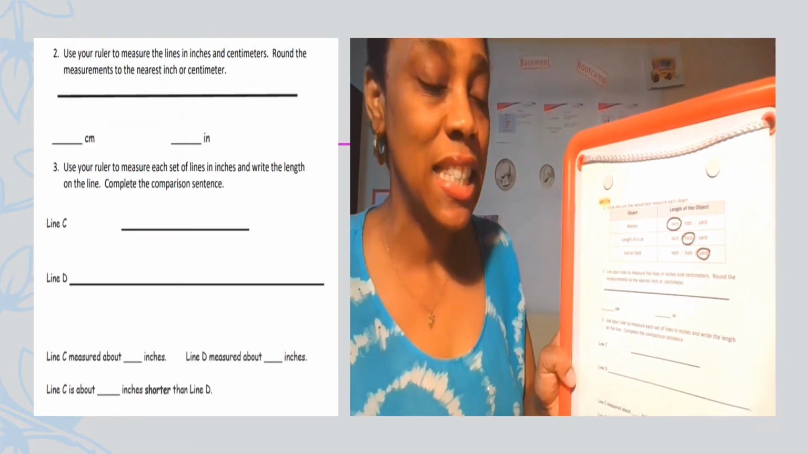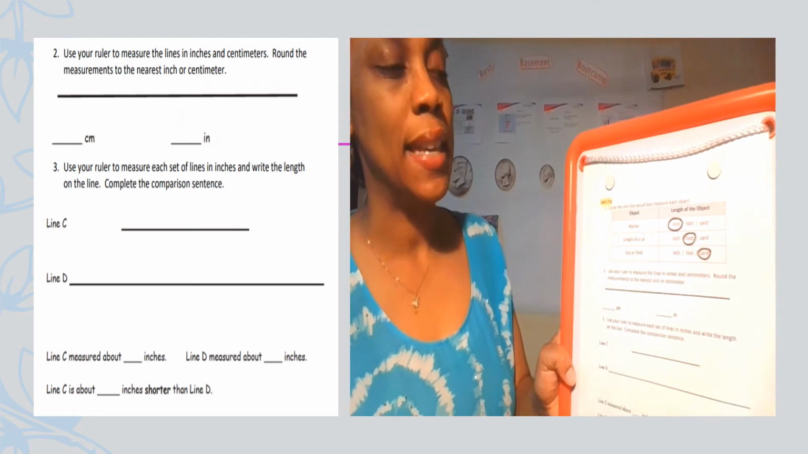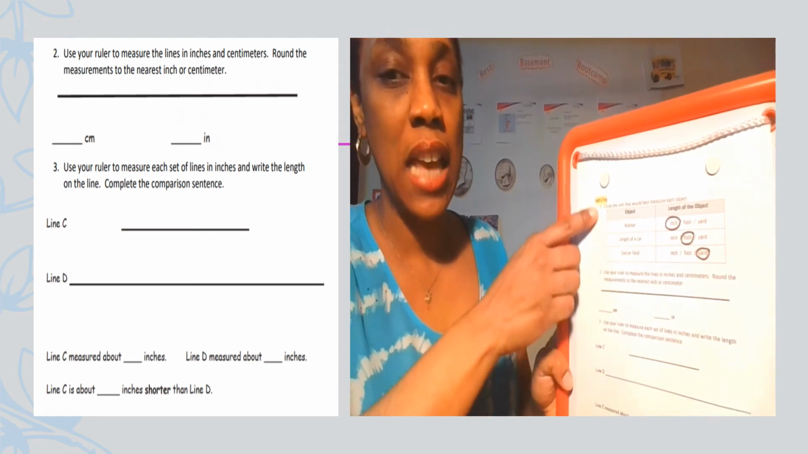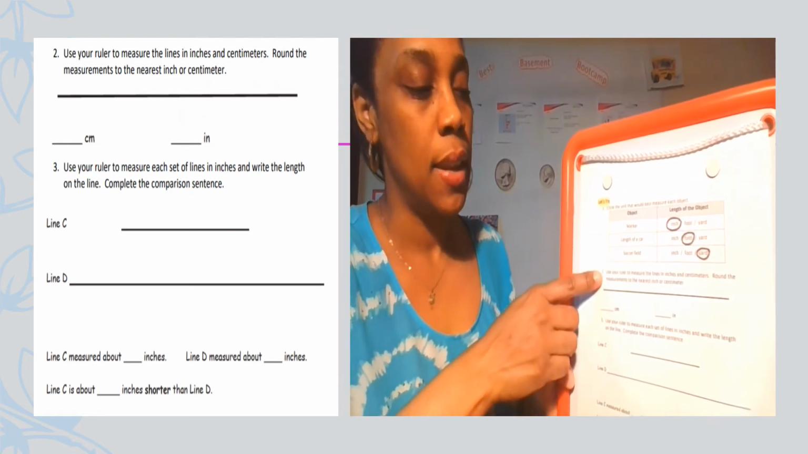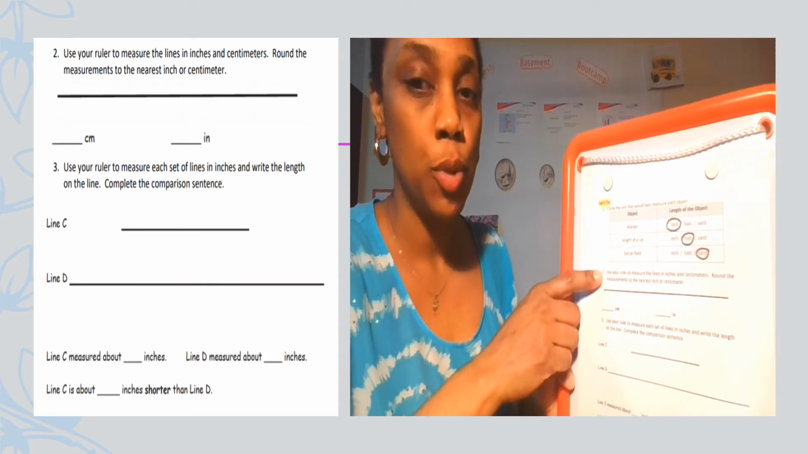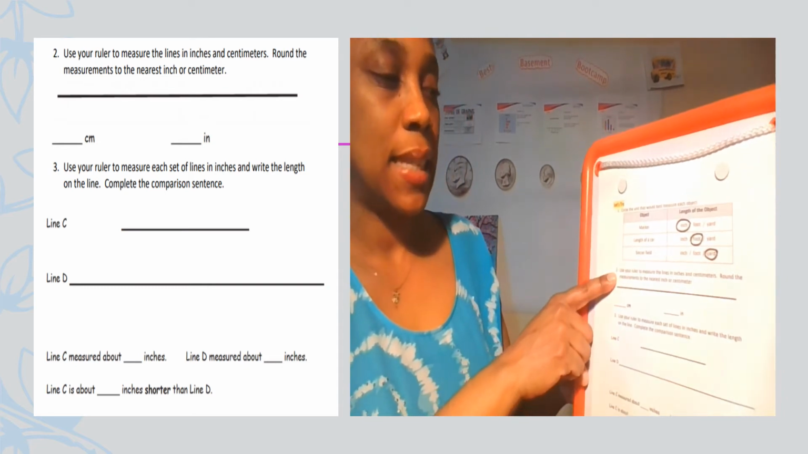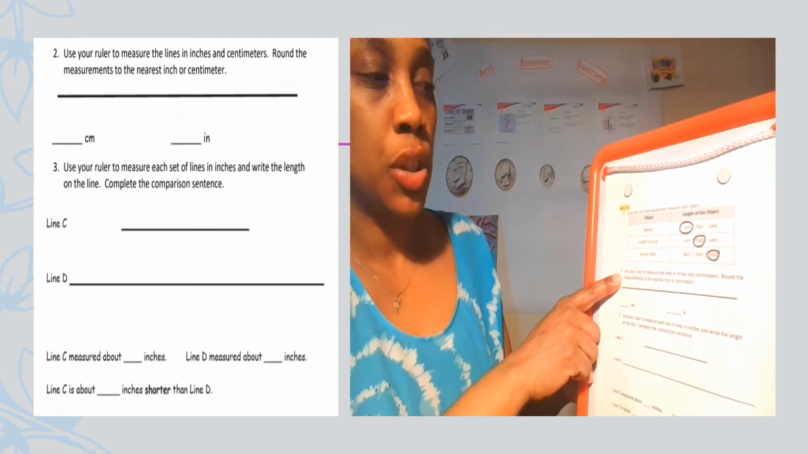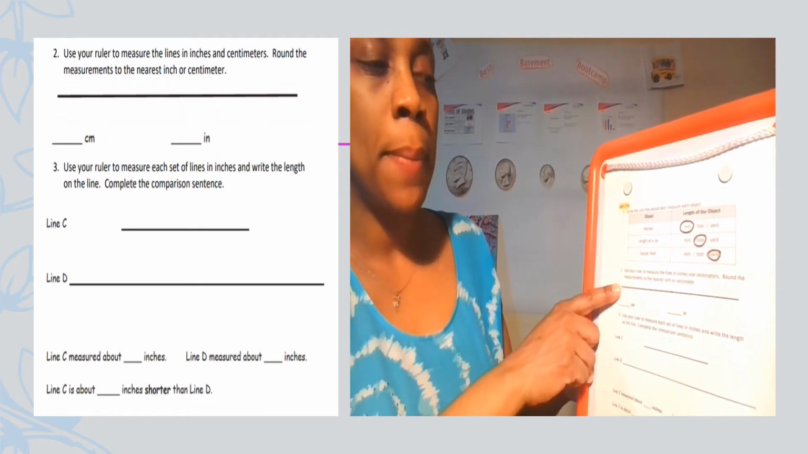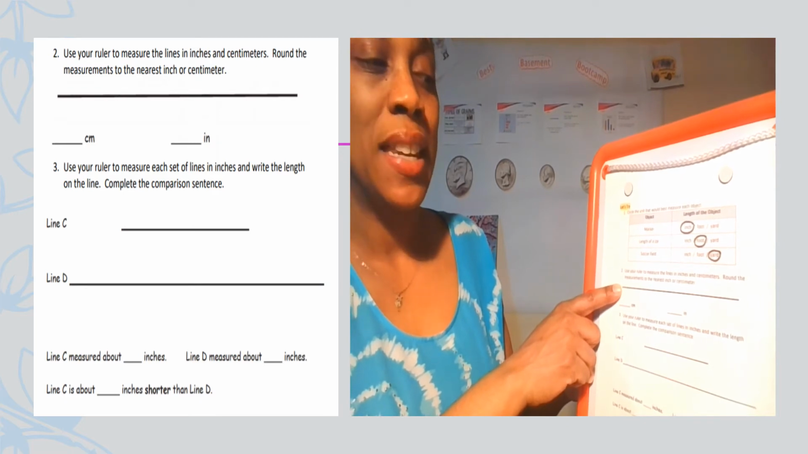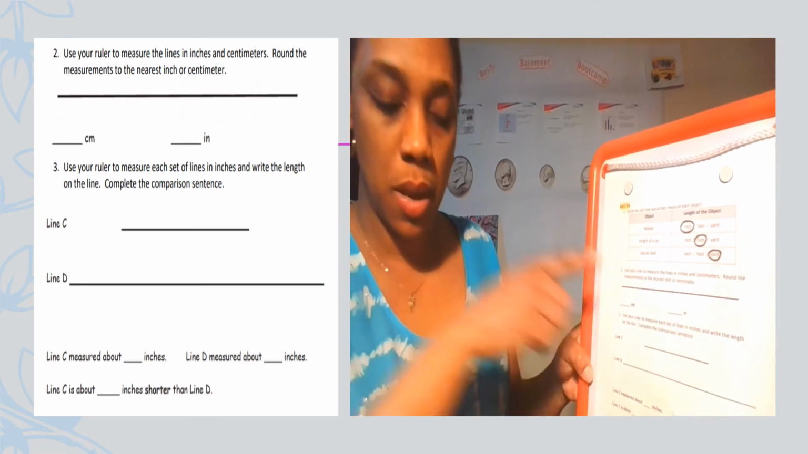Now, let's continue to look at our Let's Try It section. We've already done part 1. Now, let's look at problem 2. It states, use your ruler to measure the lines in inches and centimeters. Round the measurements to the nearest inch or centimeter.